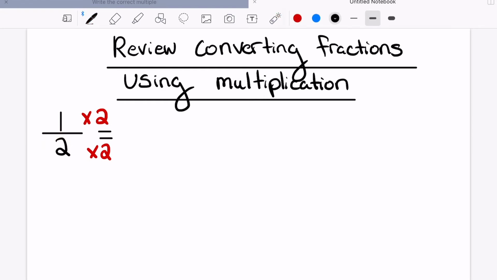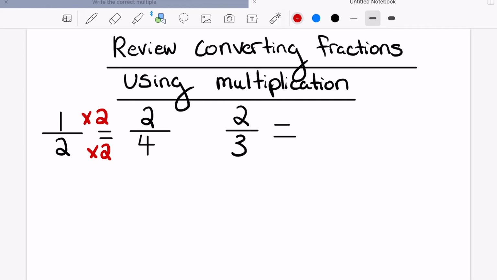What do we get? 2 times 1 equals 2. And then on the bottom, the denominator, 2 times 2 equals 4. So 1/2 is the same as 2/4. 1/2 is equal to the same as 2/4. Let's try another one. 2/3 is equal to, what is it equal to?